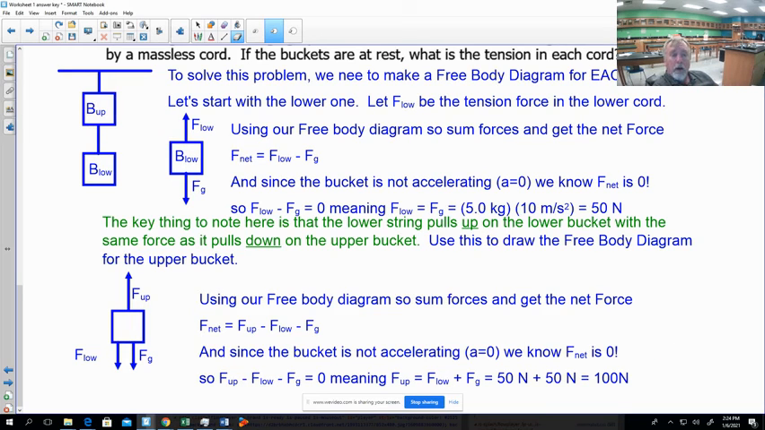The key thing here: whenever we have multiple bodies, draw a free body diagram for each individual object, and then be careful. In this case, the lower string pulls up on the lower box with F low, and it also pulls down on the upper box with F low. Same force, just opposite directions in the two free body diagrams. If you can get that little complicating factor, then problems like this become very easy.